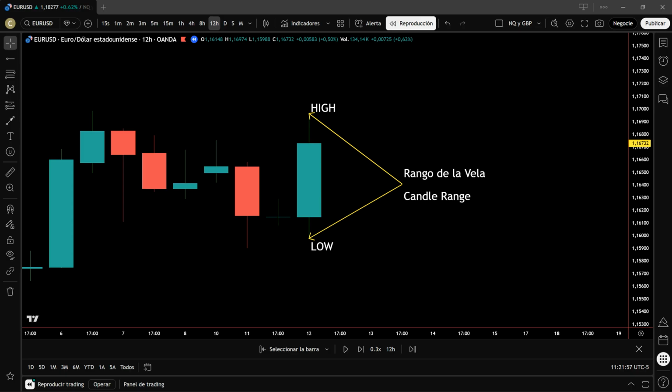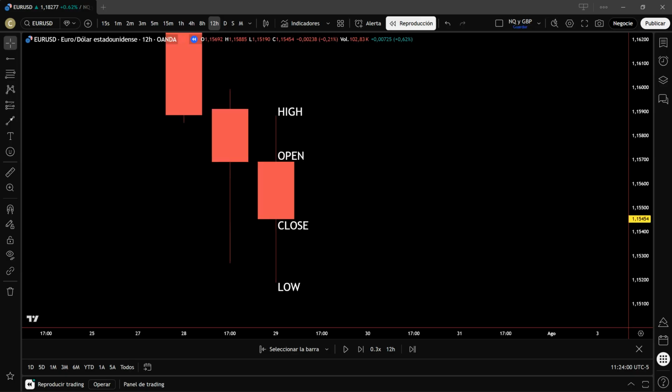The range is the total distance between the high and the low. Understanding this is crucial because the range measures market volatility during that specific time frame. A wide range shows a major battle between buyers and sellers, while a small range suggests indecision or a lack of interest. By looking at the range, we start reading more than just numbers, we're reading the actual intent behind the price action. Now let's look at the opposite scenario, the bearish candle.